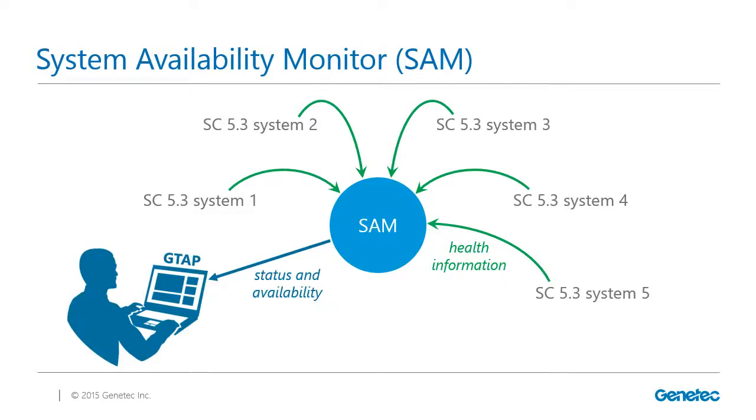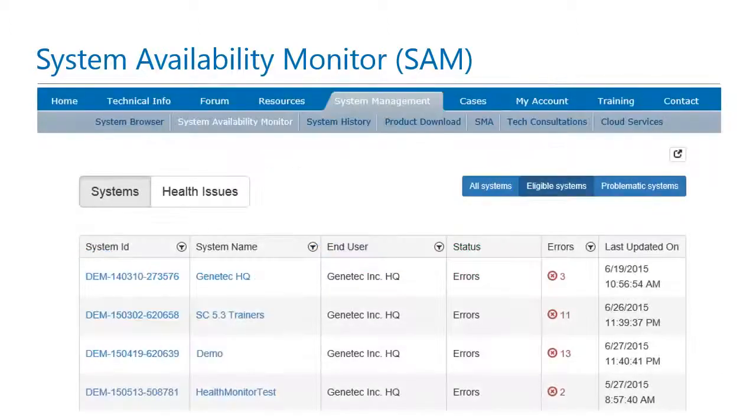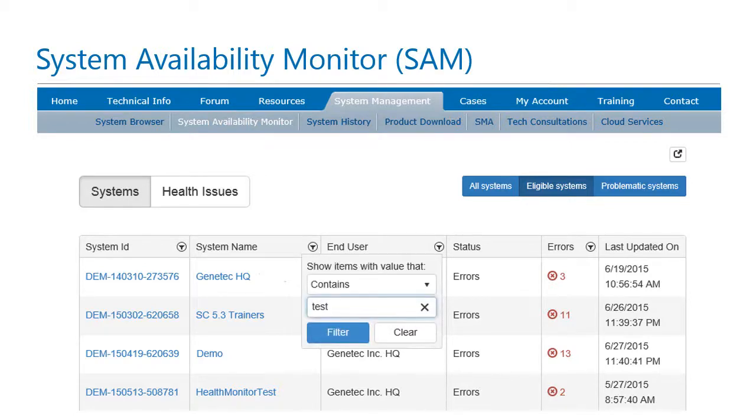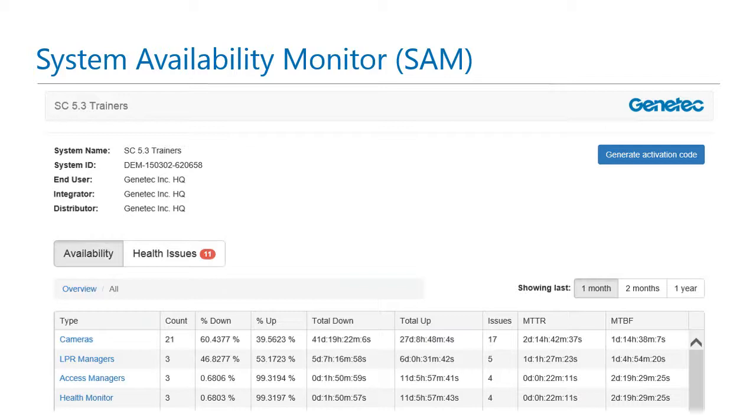Using the System Availability Monitor, you can monitor your Security Center entities almost in real time, with updates usually occurring every 15 minutes. SAM is also helpful to view a list of all your systems for monitoring in one location, showing you the system ID, system name, and number of errors currently active on the system. You can use various filters and pre-configured lists to limit the systems you're viewing, and can see more information on availability or health issues for a particular system if needed.